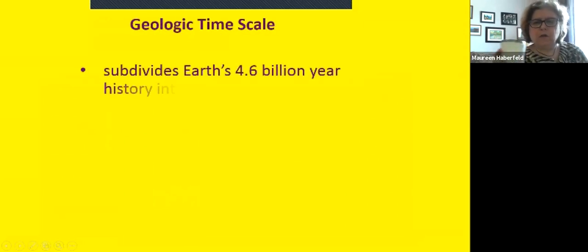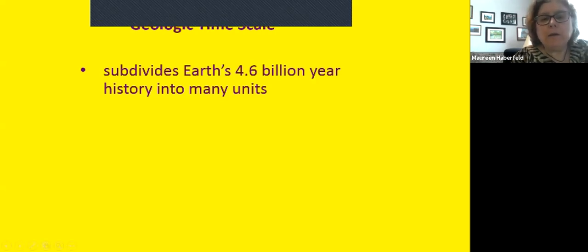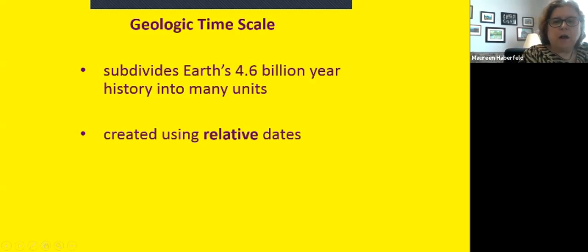I want to mention now the geologic time scale, because as we go around the United States talking about the different parks, we're going to be talking about the ages of the rocks in the park. So I'm going to be mentioning some of these units on the geologic time scale. The geologic time scale subdivides the Earth's history. The Earth is about 4.6 billion, with a B, years old, and it divides that into many units.